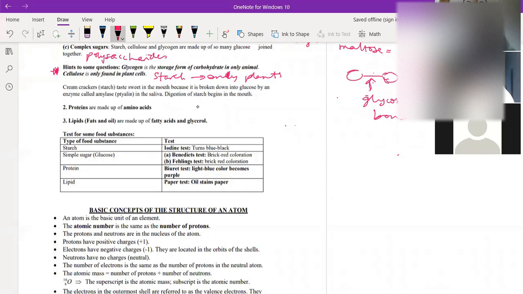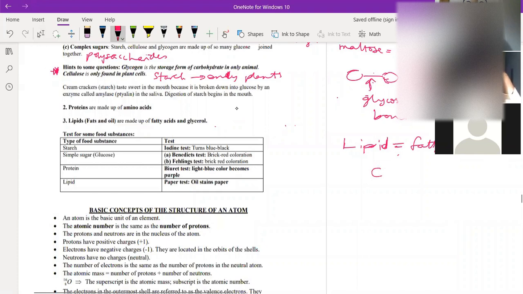Then lipids. Lipids are the fats and oils, and they're made up of fatty acids and glycerol. Sometimes you have difficulty with the pen responding. Lipid, we said, is fatty acids and glycerol. Now, the fatty acids look like this.